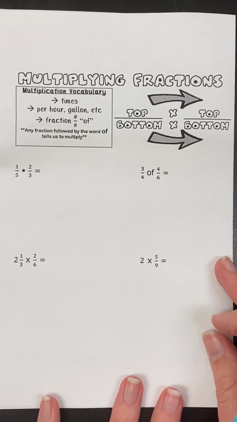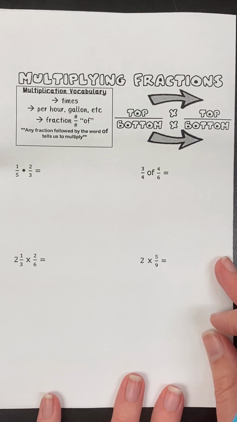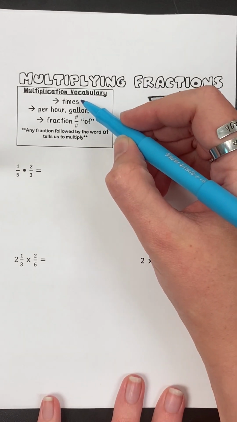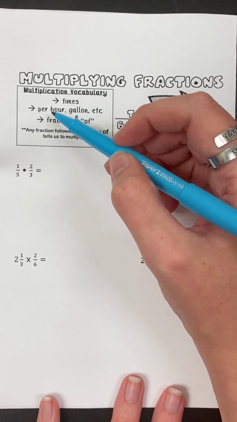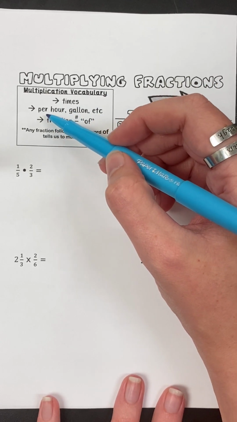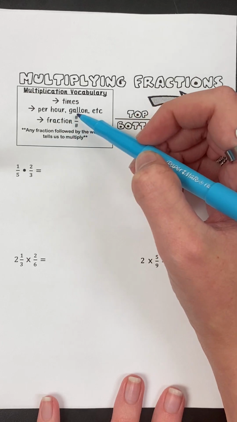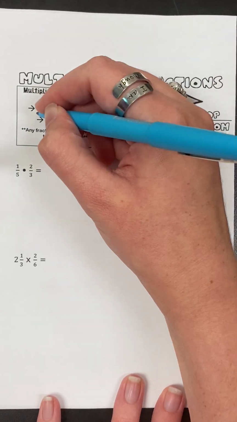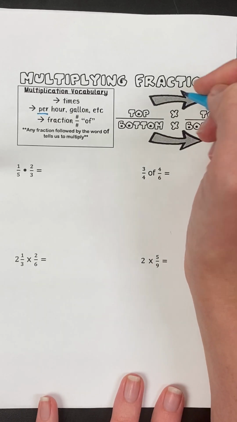So in word problems we're going to see different words that mean to multiply. The first one is times. If you see the word times, that means to multiply. The next thing is if you see something such as per hour or per gallon, per day. Anything with the word per means to multiply.